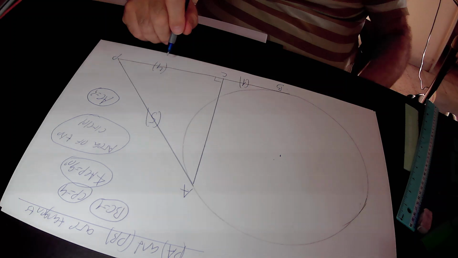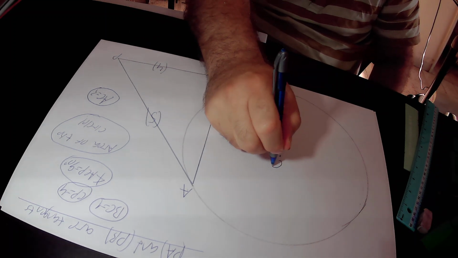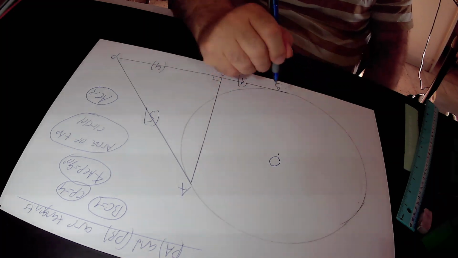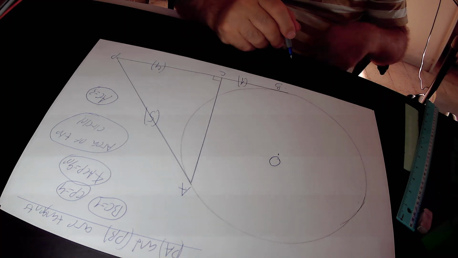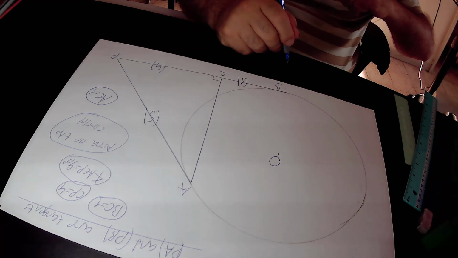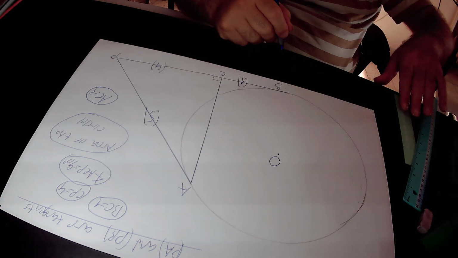In the next step, we define the center of this circle. This point is point O. We define the radius of this circle as X. In the next step, we join points O and B together by a straight line.